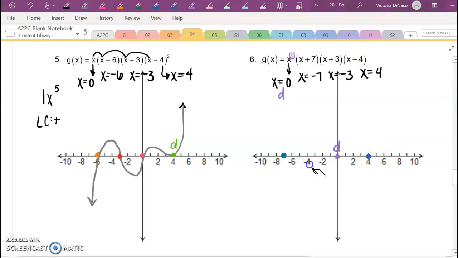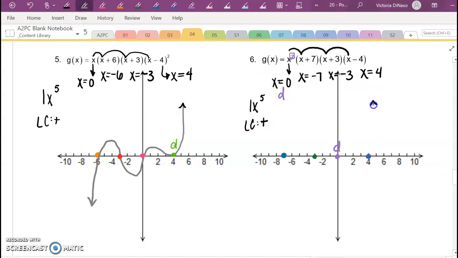So the next thing that we're going to do is figure out what the degree is and the leading coefficient, of course. So we have 1, 2, 3, 4, 5. So I know it's going to be x to the fifth. 1 times 1 times 1 times 1, and we have 1x to the power of 5. So my leading coefficient is going to be a positive number, which means that I'm going to end positive.